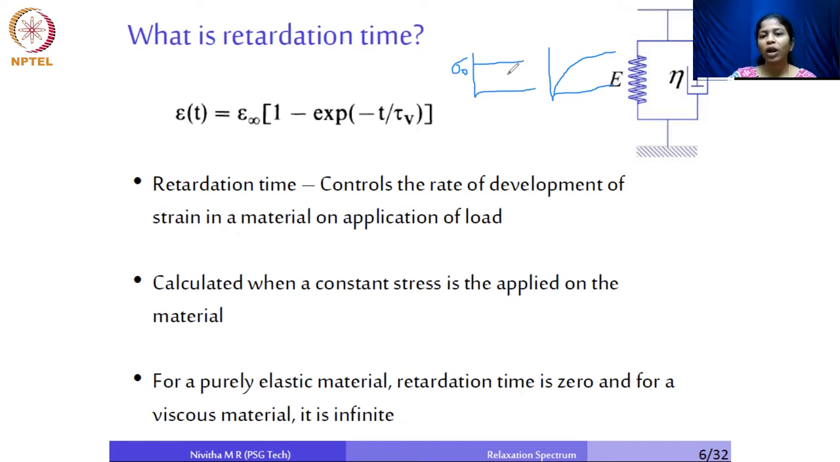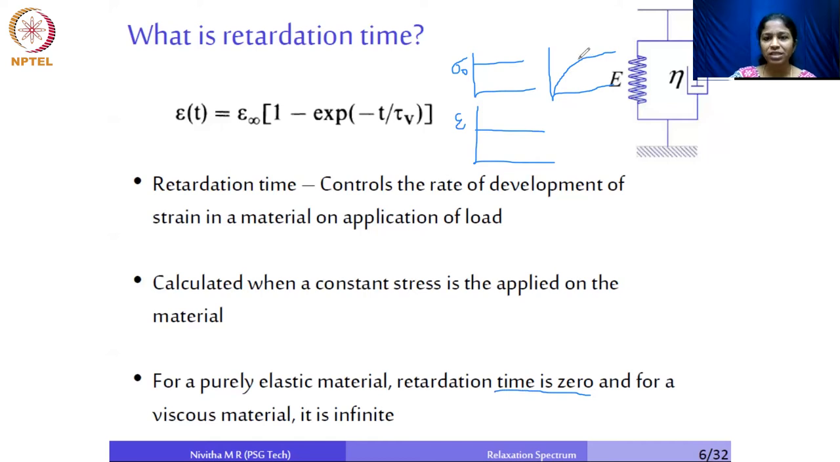Now, what will happen in the case of a purely elastic material? So we all know that for a purely elastic material, when you have a constant stress, the strain is going to be there. Okay, so this is my strain value. So when you have a constant stress, the strain is also going to be constant, right? But we have defined retardation time as something which controls the rate of development of a strain in the material, right? So there is no rate of development of a strain here. So once you apply the stress, the strain is going to be there, and then the strain is going to remain constant. So for a purely elastic material, the retardation time is zero, right?